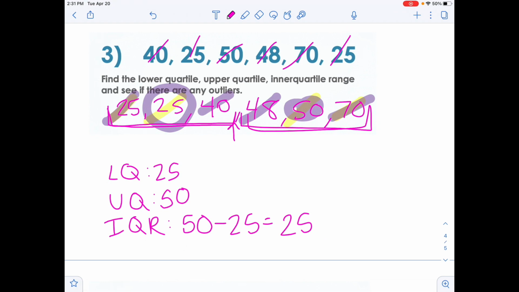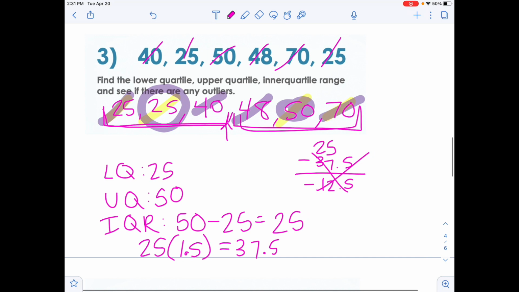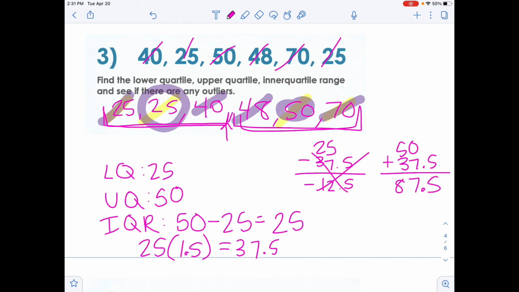And then to figure out if there's any outliers, we're going to take 25 times 1.5. And I get 37.5. So I'm going to subtract that number from my lower quartile to see if there's any outliers, and I'm going to add it to my upper quartile. So 25 minus 37.5 is negative 12.5. No outliers there. I have no negative data. Then I'm going to take 50 plus 37.5, and I get 87.5. My highest number is 70, so there's no outliers there as well.